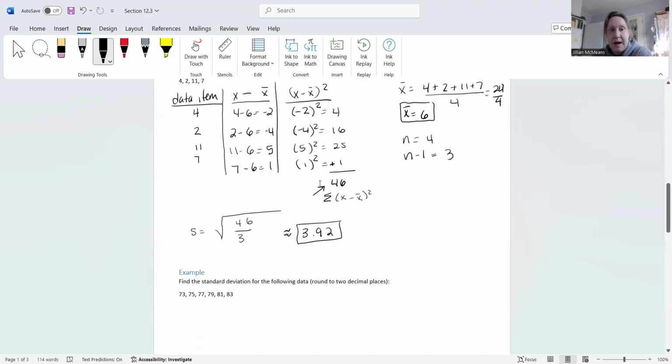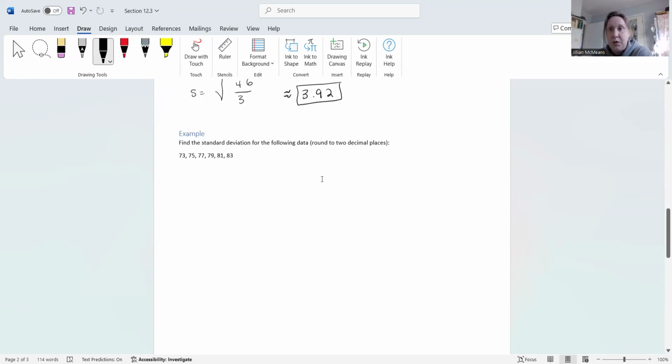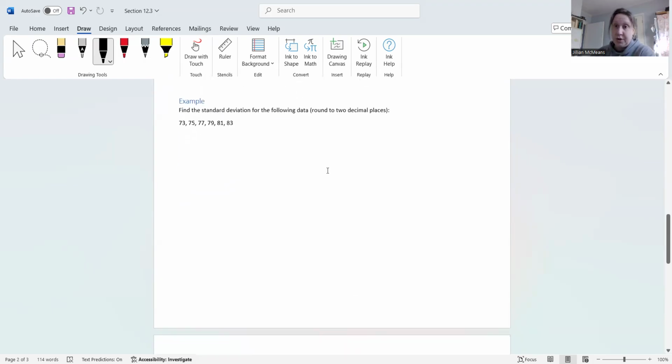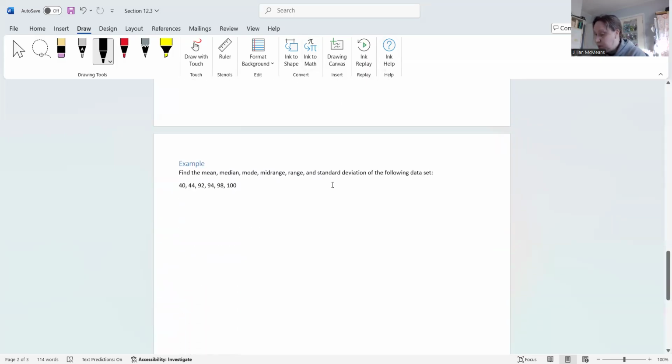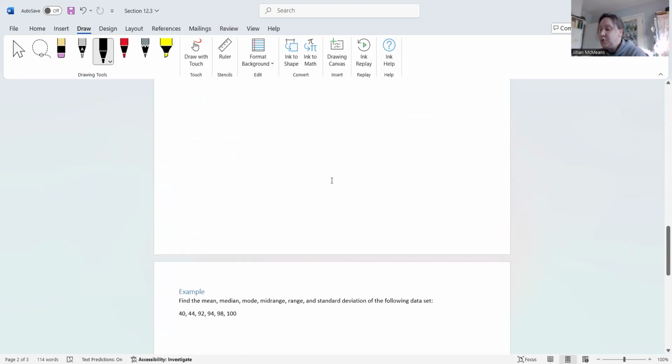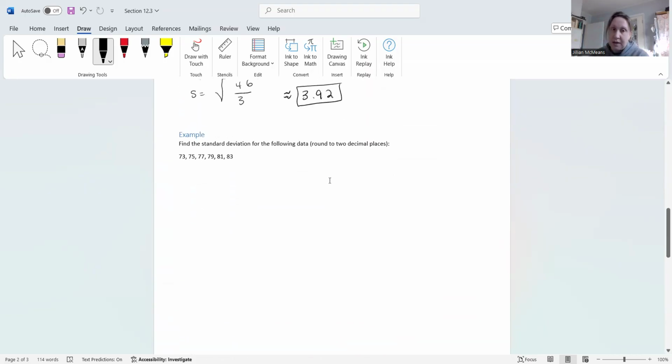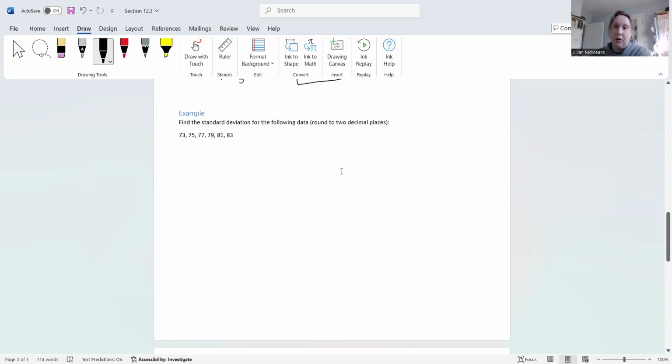Let's do another one by hand, and then we will go to the calculator. I'll show you how to do all this in the calculator. So next up, how many more examples? Just 2. Let's do both of these by hand just for the sake of practice, and then I'll show you how to do them on the calculator, and we'll practice all 3 on the calculator.